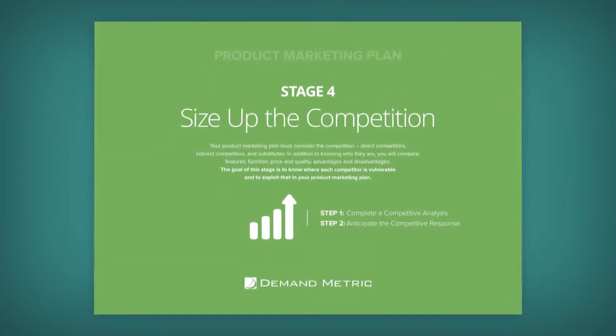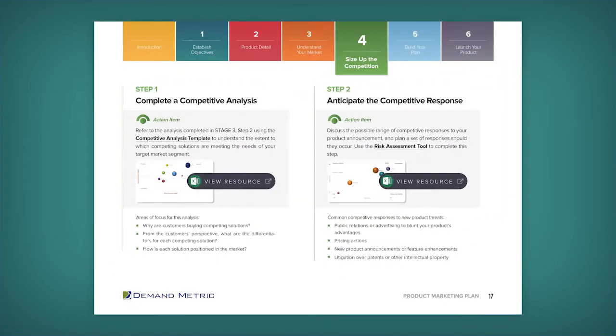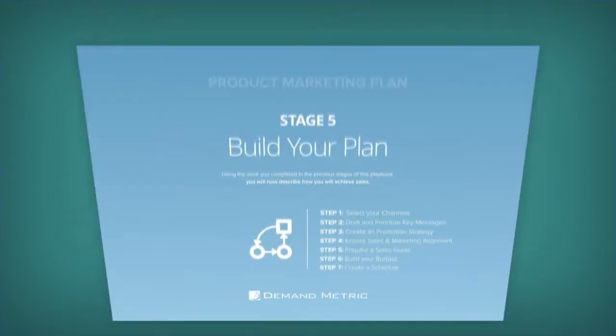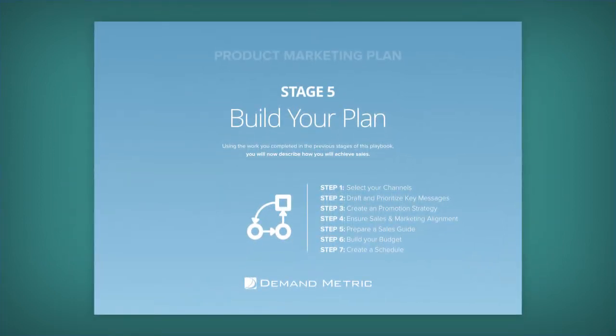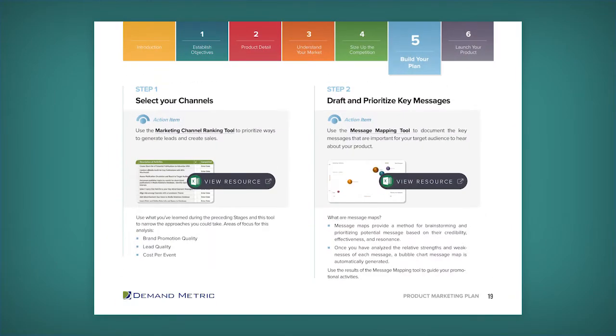In stage number 4, we move into sizing up the competition. And here, the first of 2 steps is to complete a competitive analysis, followed by anticipating the competitive response. In stage 5, you're going to build your plan. And here, step 1 is to select your channels, followed by drafting and prioritizing key messages.